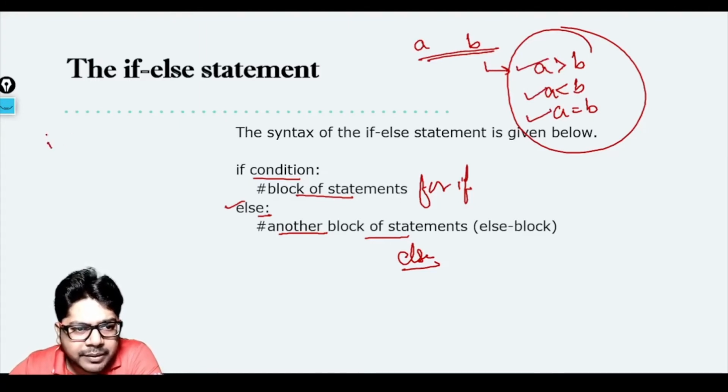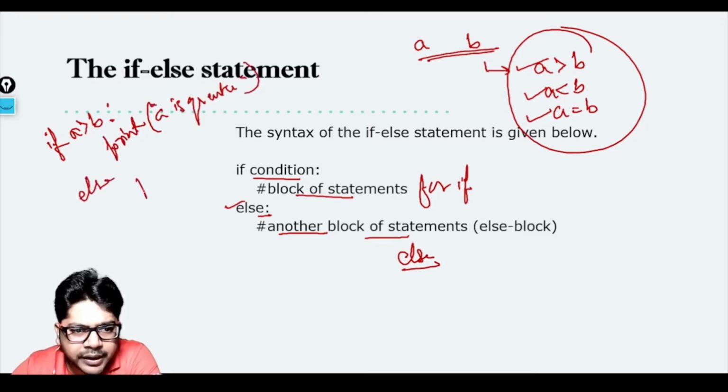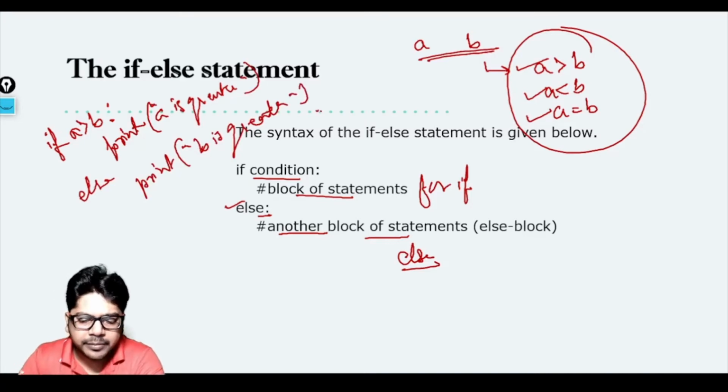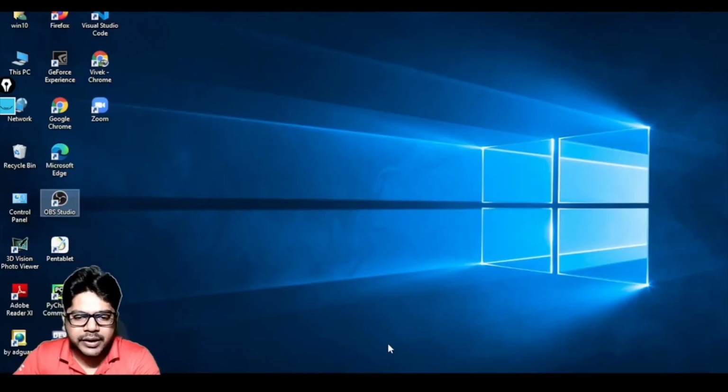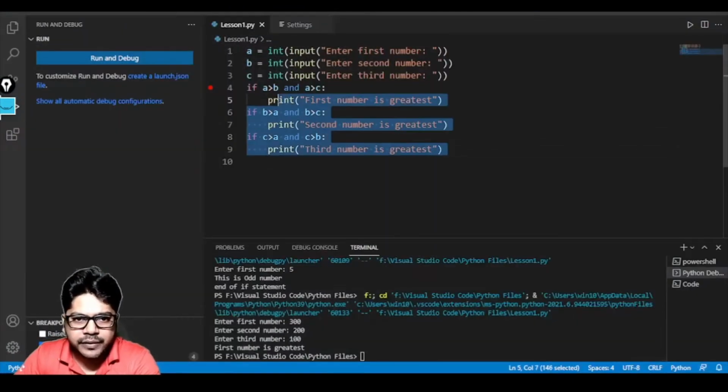And if you write something like if a greater than b, and then you write print a is greater, and in the else part you write print b is greater, then you know what will happen. I'll show you in the editor what is going to happen. So let me take you to the editor and write this program and explain what I was trying to convey. I will just delete all these things.